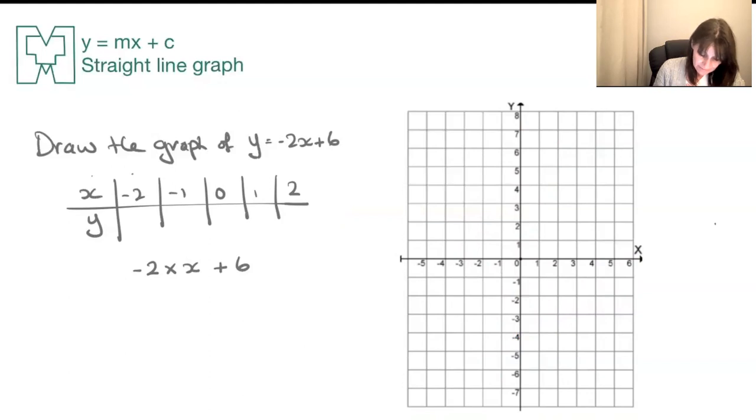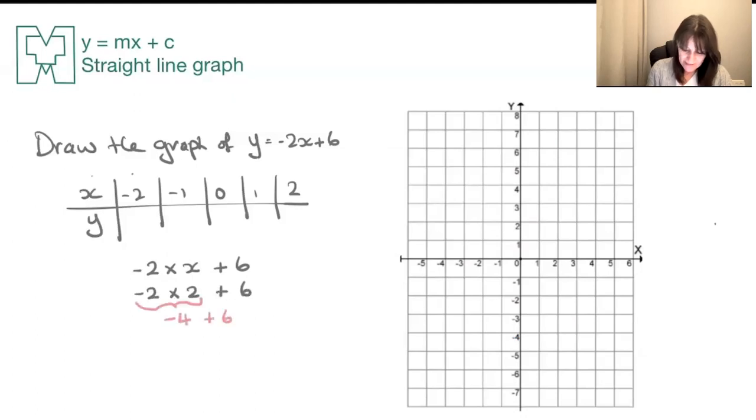X is 2. Remember, I'm just going to the end where the positive numbers are to make my life easy. So minus 2 times 2 plus 6. It is harder because I've got that negative and I don't want to make a mistake with my negative numbers. Minus 2 times 2 is minus 4. Add on that 6 and I will end up at 2. And then I will put in minus 2 times 1. Minus 2 times 1 is minus 2. Minus 2 plus 6 is 4.